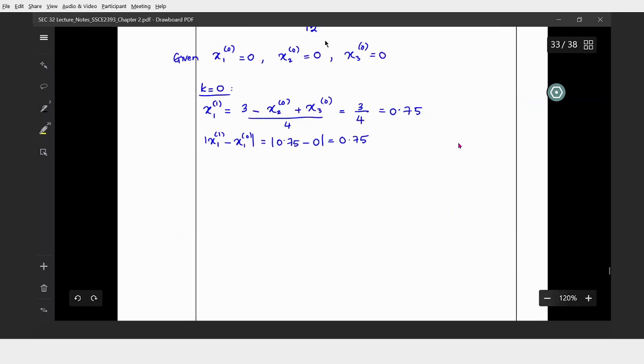And then you do the same thing for x2. x2 at 1 equals, referring to the formula, 19 minus 2x1 at 0 minus x3 at the previous iteration, which is 0, over 7. So again you have 19 minus 0 minus 0 over 7. So 19 over 7.